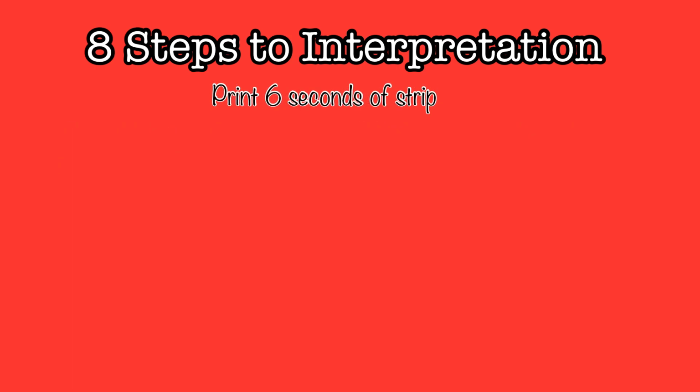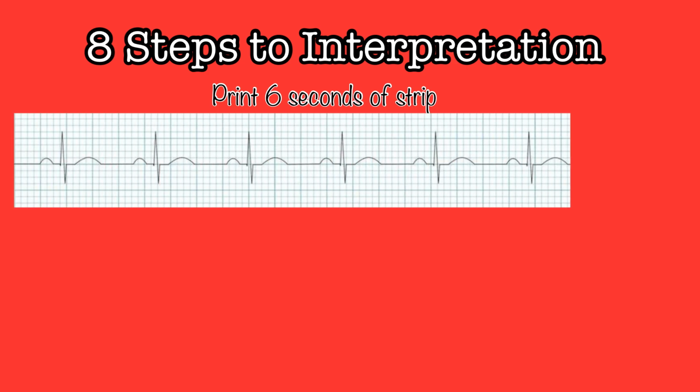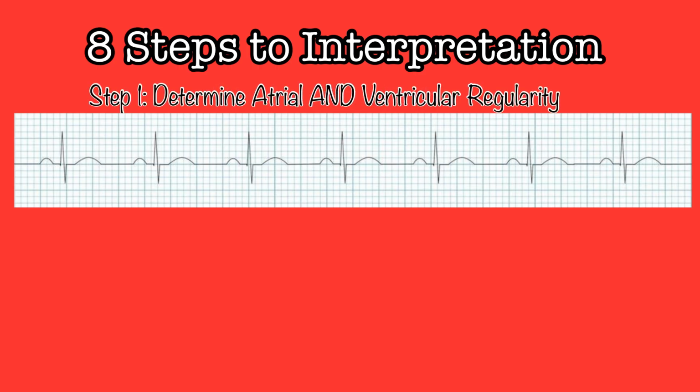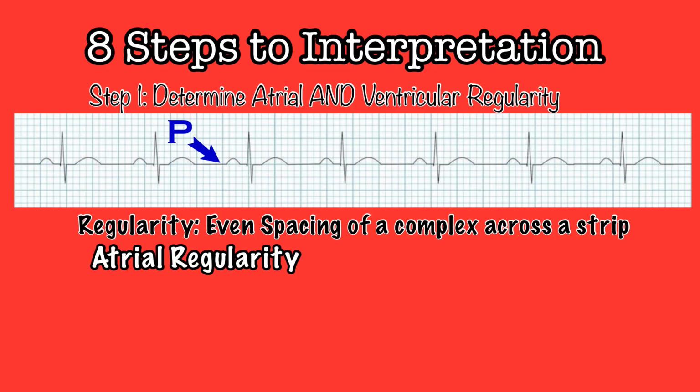The first thing you'll need to do is print 6 seconds of a strip. Like we said before, that's the gold standard for interpretation. Then we get into the steps. Step 1 is determining atrial and ventricular regularity. Well, what is regularity? In the heart rhythm world, regularity is the even spacing of a complex across a strip. So, if we are looking at atrial regularity, what complex do you think we need to focus on? The P wave is our atrial depolarization.